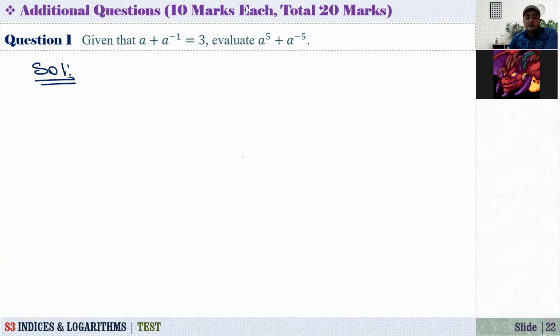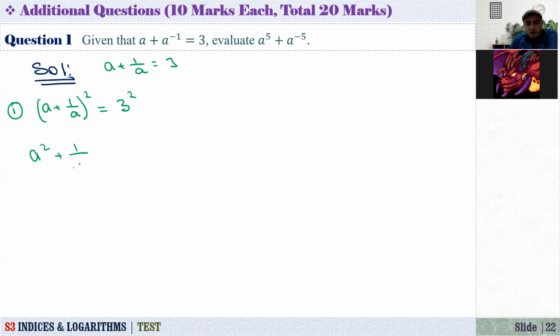we use green. So a plus a to the power of negative 1, that means a plus 1 over a equals 3. So we need to find a to the power of 5 plus a to the power of negative 5. First, let me just square both sides. So here we have (a plus 1 over a) squared equals 3 squared. On the left-hand side, we have a squared plus 1 over a squared. On the right-hand side, we have 9. In the middle here, we have 2 times a times 1 over a, which is equal to 2, a constant number. Take to the right-hand side, here we have minus 2. So that's equal to 7.